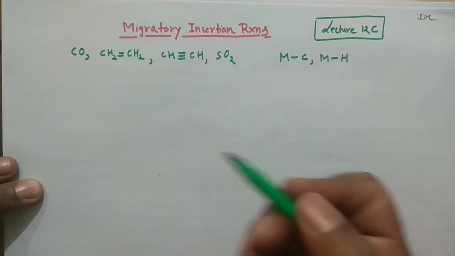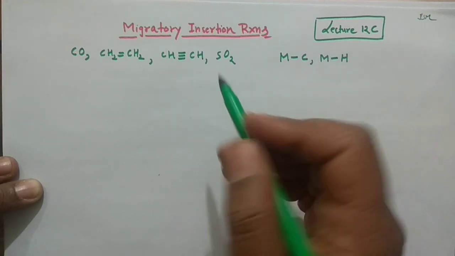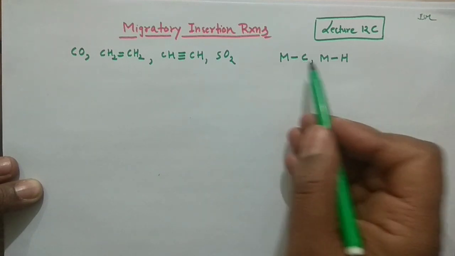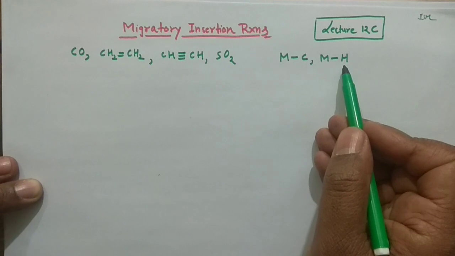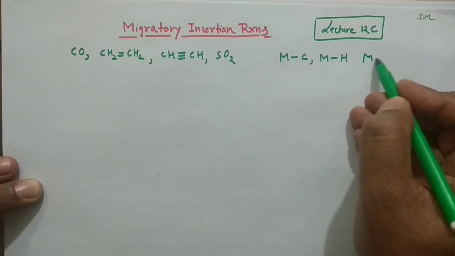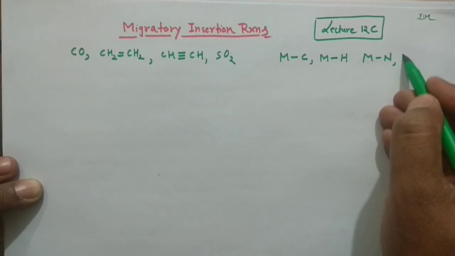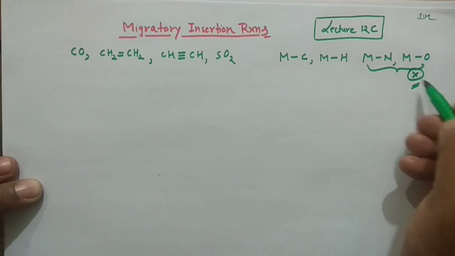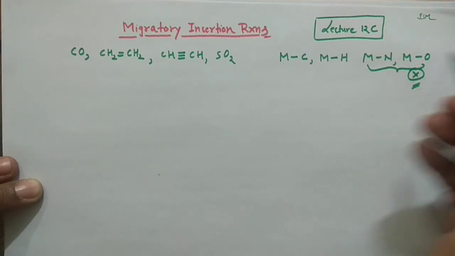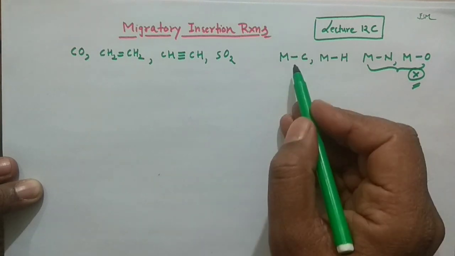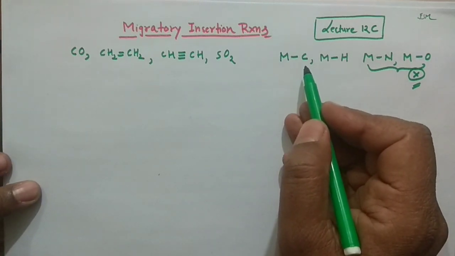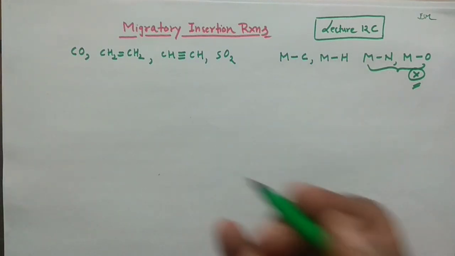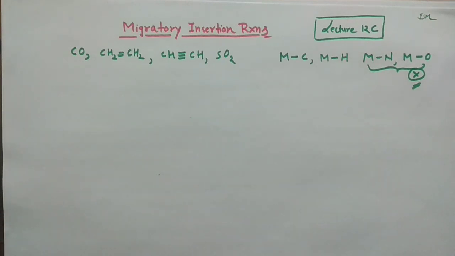So basically the migratory insertion reactions are those reactions in which small molecules are inserted into the metal and ligand bond. The ligand may be carbon or maybe hydrogen, the very common ones. You may also have the metal nitrogen bond, and you may also have the metal oxygen bond. But these last two categories are very rare, so we will not discuss these. These are the rare examples, but we will see the insertion of these small ligands into the MC bond and into the MH bond.